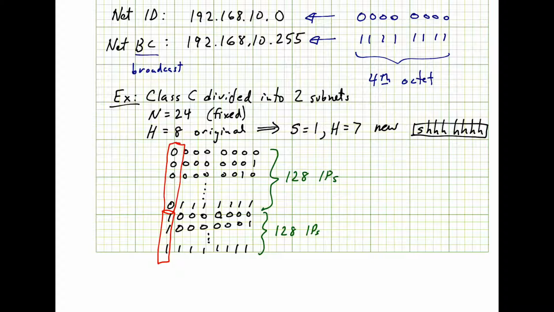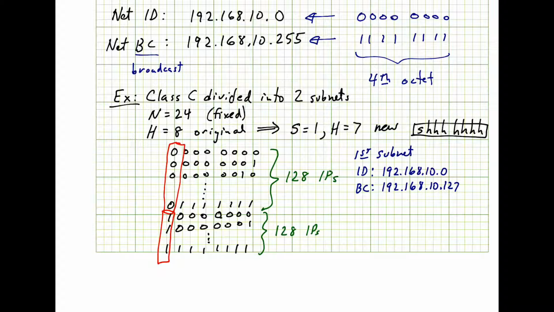And our first subnet, which has a 0 out front, has an ID of 192.168.10.0, and it has a broadcast address of 192.168.10. Well, we're going to look at this now. We're going to look at the very last address in the first subnet, and that is a 0 with 7 ones. That's a 127.